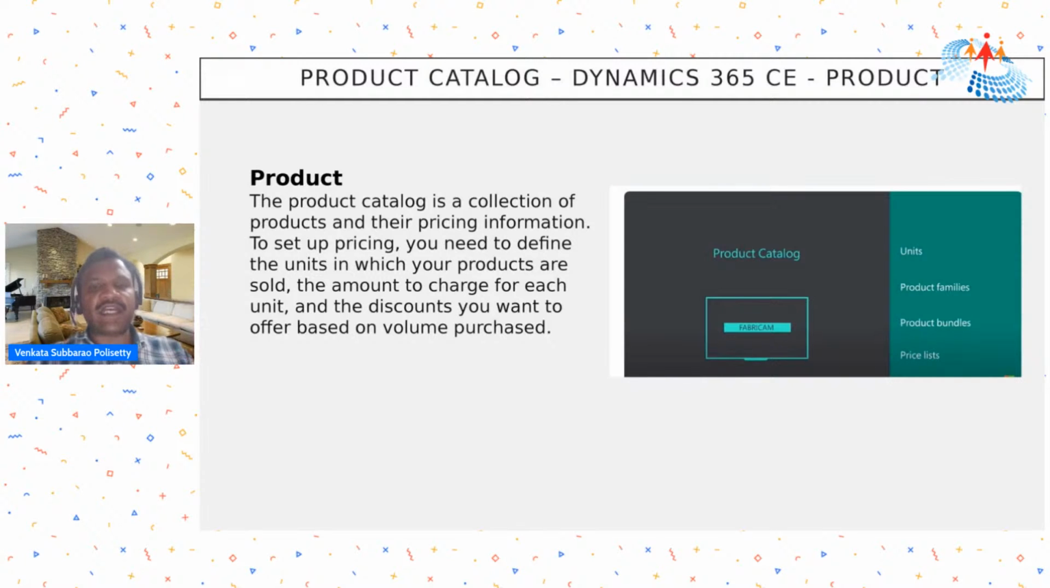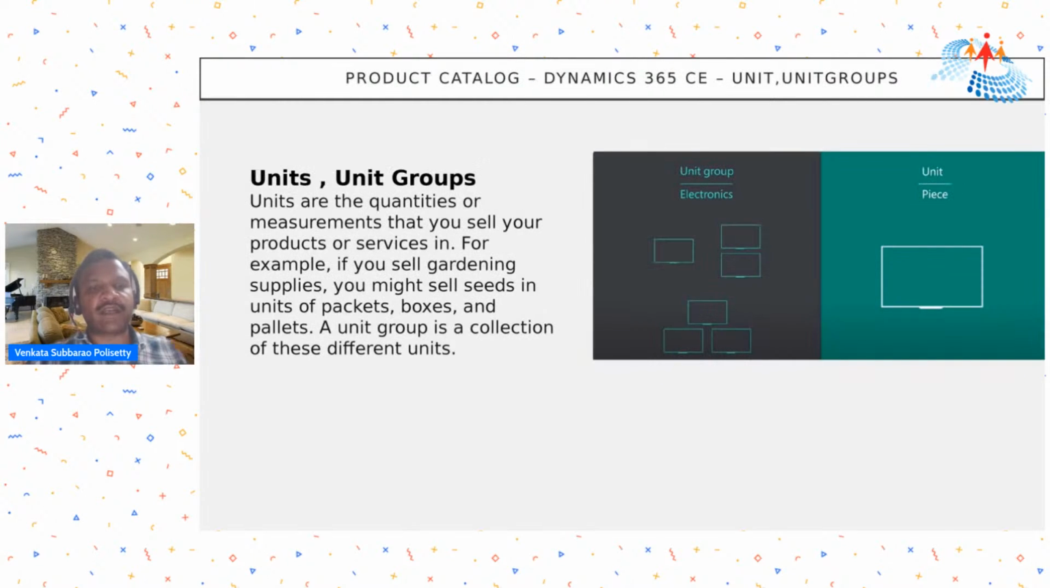So if any person asks about this product catalog and all, these are all things that need to come into your mind. Now we come to units and unit groups. So what are units generally? If you want to travel, we generally say 100 kilometers, 200 kilometers, like that. In the same way, for product catalogs also, units are present, but here units are nothing but the quantities or measurements in which you sell your products or services.